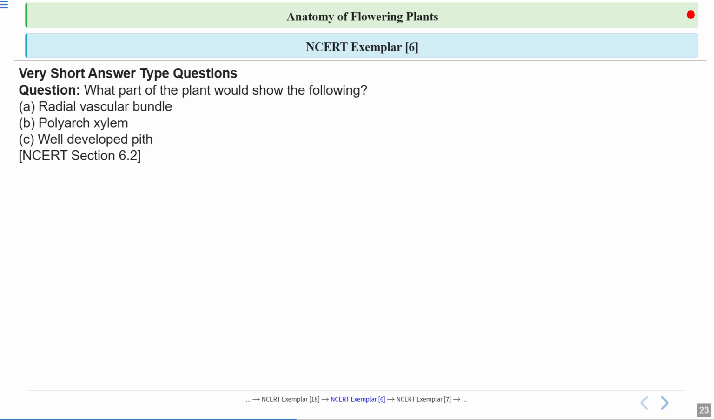Now we will have very short answer type questions. So the first question is here. What part of the plant would show the following? A, radial vascular bundle. B, polyarch xylem. And C, well developed pith. This question is coming from the NCERT section 6.2. Let us see the answer.